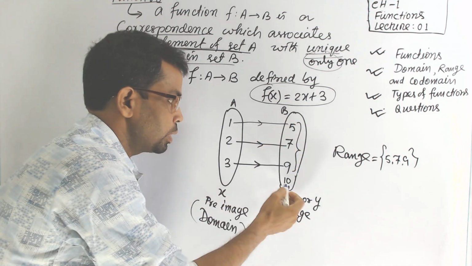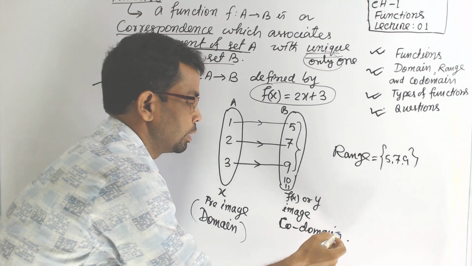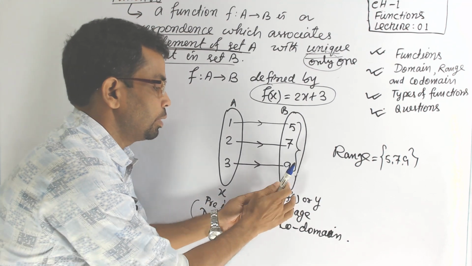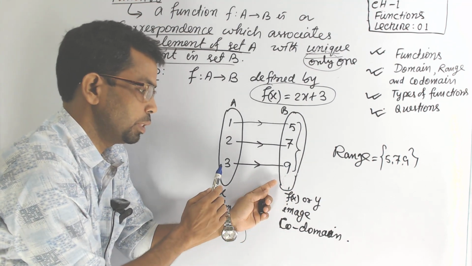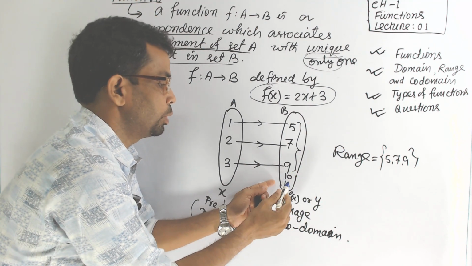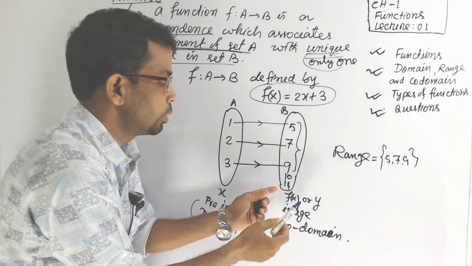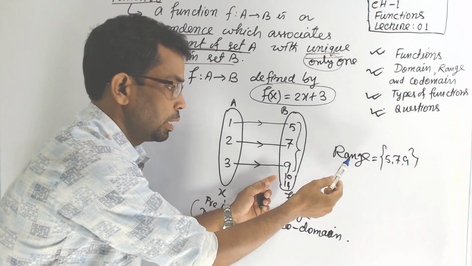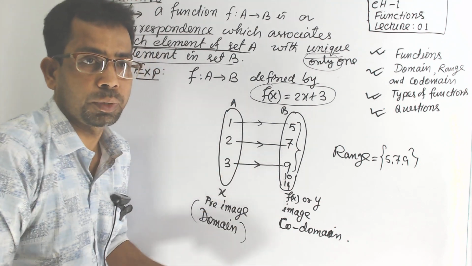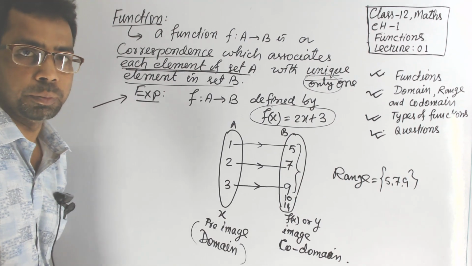And then the whole second set is the codomain of the function. If there is no element in set B without a pre-image in set A, then the range and codomain will be the same. And if there is an extra element in set B without having pre-images, then range and codomain will be different. Codomain is the whole second set, and the range is the set of those elements in B which have pre-images in set A. So this is the basic idea about function, its domain, range and codomain.